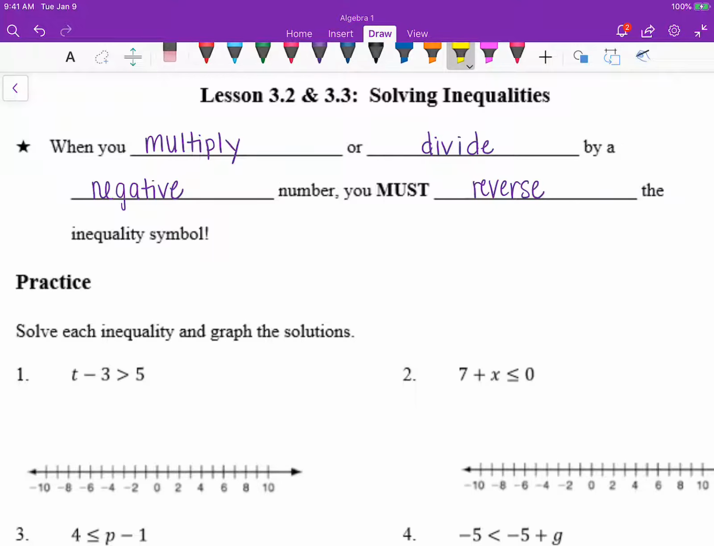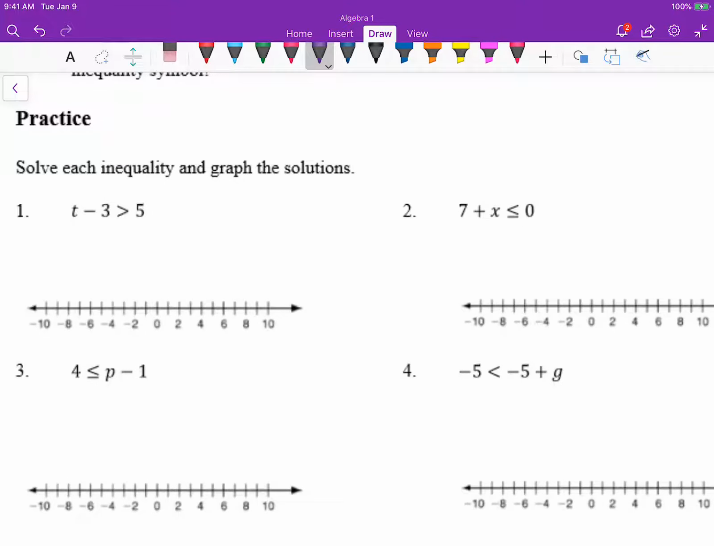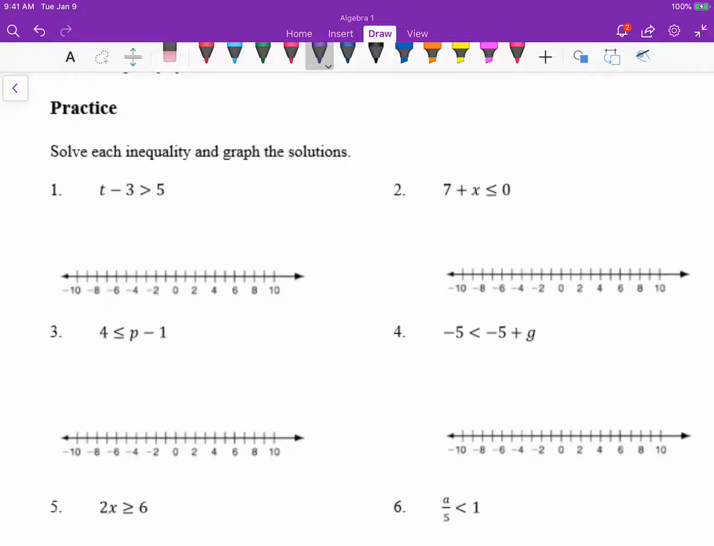So it's really important that we actually end up reversing the symbol because if you don't, not only is your answer going to be wrong, but your graph will end up facing the wrong direction as well. So if you take a look at a few examples, they're going to start easy and get progressively a little bit harder as we get to some of the story problems. But just like we solve equations, we solve inequalities the same way. You're trying to work to get that letter by itself.